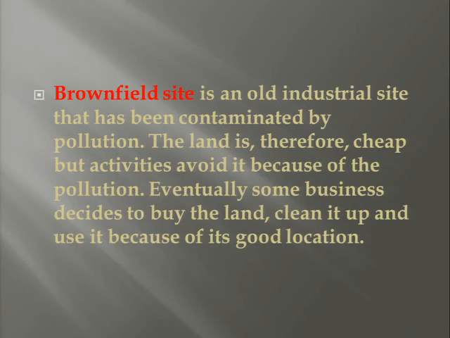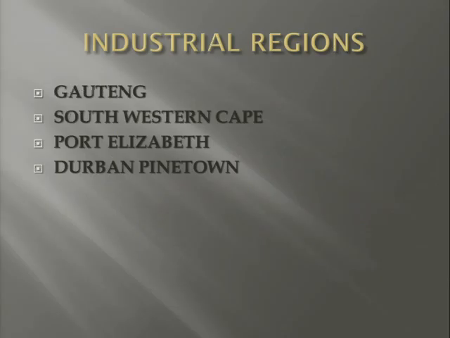We have again the brownfield site. What's a brownfield site? It is an old industrial area that has been contaminated by pollution. The land in that site is therefore cheap, but activities avoid it because of the pollution. Eventually, some businesses decide to buy the land, and then they clean it up and use it because of its good location. Let's go on.